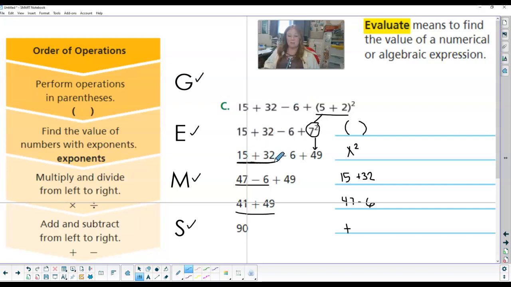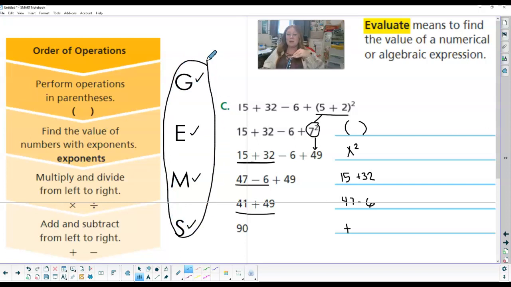And underline the part you're doing so that you don't accidentally bring it back down and reuse it. And follow your GEMS. I would write this at the top of your paper as you're doing these. Check, did I do the groups? Check, did I do the exponents? This is a really easy way to make sure you're following the steps.